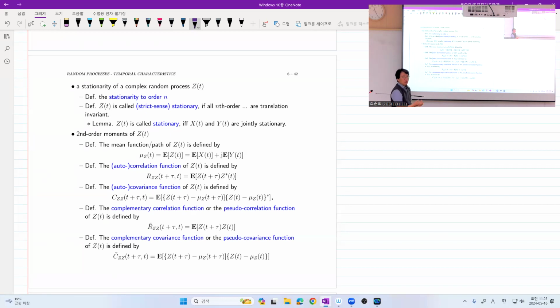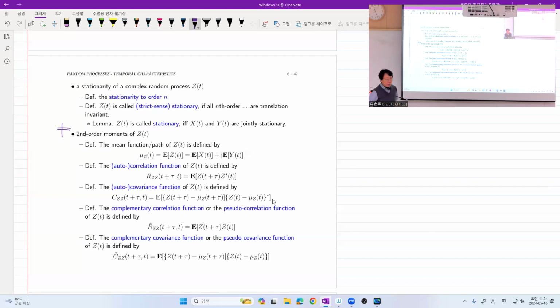What about stationarity to order 2? Now you can take two samples from the real part, or two samples from the imaginary part, or two samples, one from the real part and the other from the imaginary part, right? And in this way, you can define the stationarity as you define stationarity of a complex valued single random process. Now, we can also define strict sense stationarity if real and imaginary parts are jointly stationary to any order n.